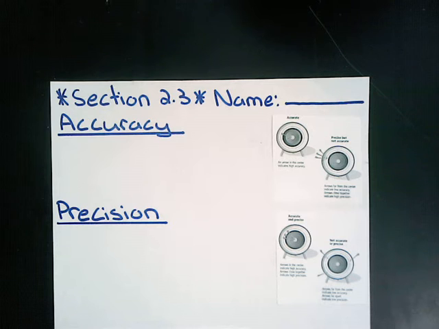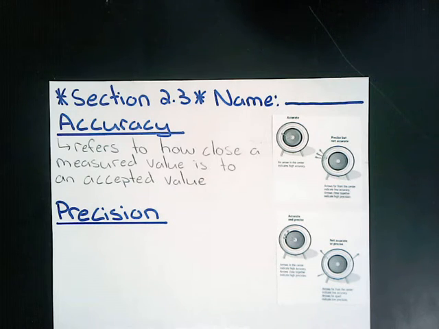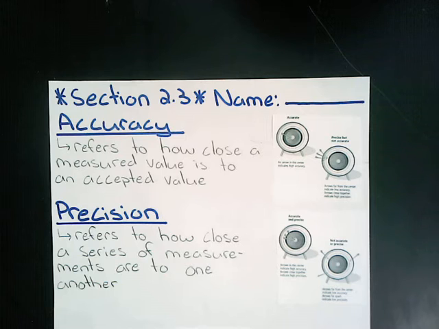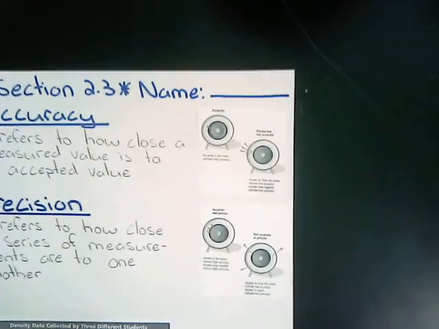Okay, so now we have to distinguish between accuracy and precision. Accuracy refers to how close a measured value is to an accepted value. And precision refers to how close a series of measurements are to one another. Now, the best way to distinguish accuracy and precision and see how they're correlated is by using these pictures.